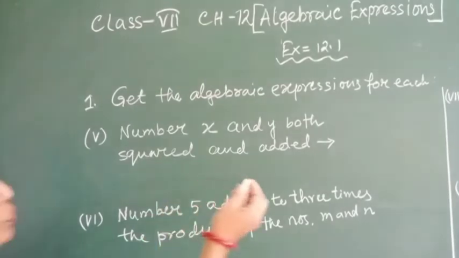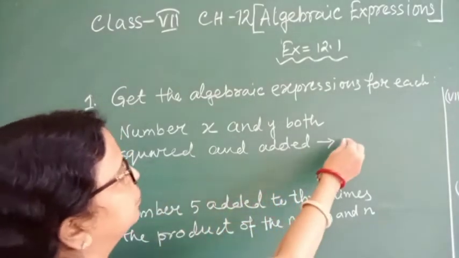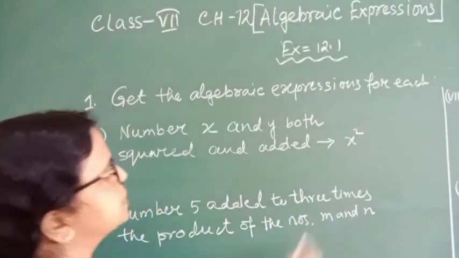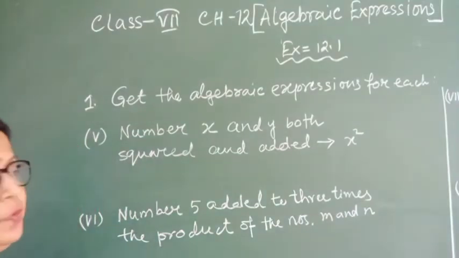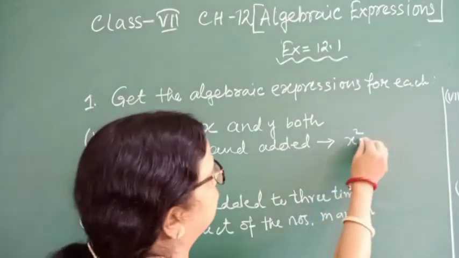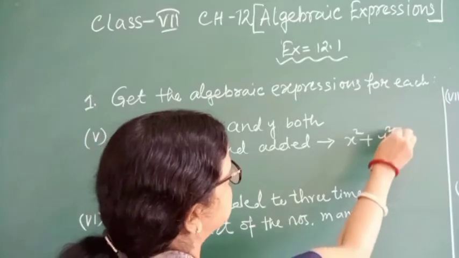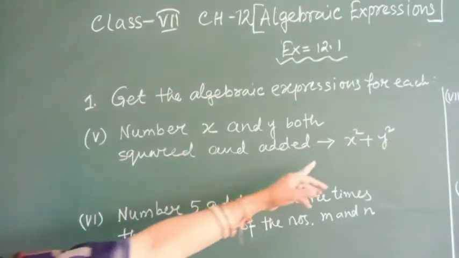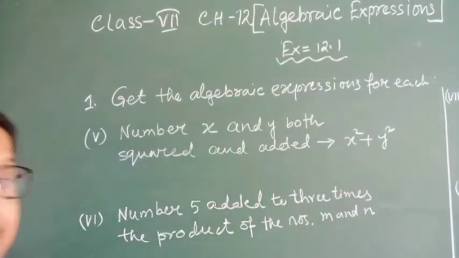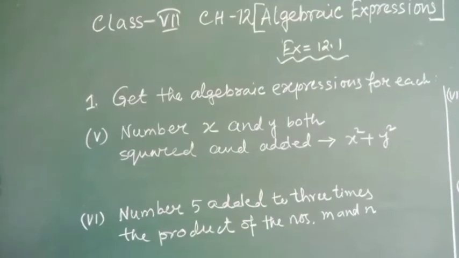So what you have to do, you will just make them squared. x squared means x into x, and add with y squared. Both of them are squared and added. Next question.